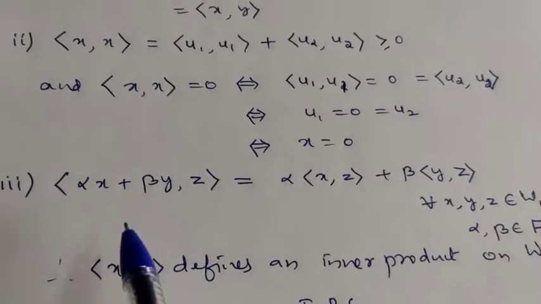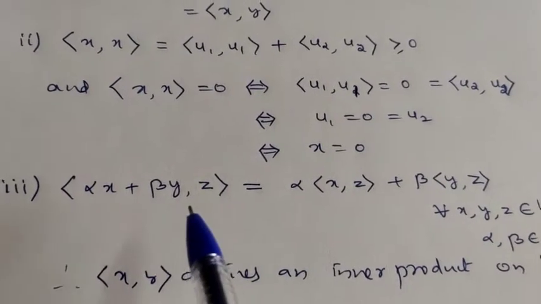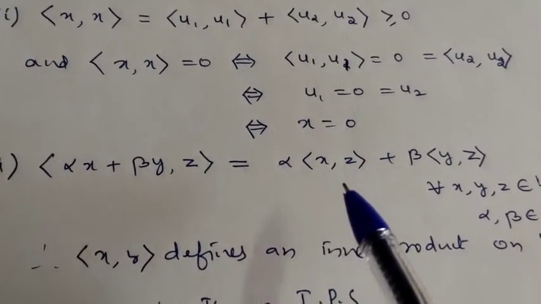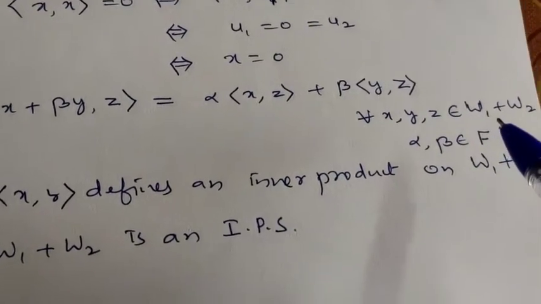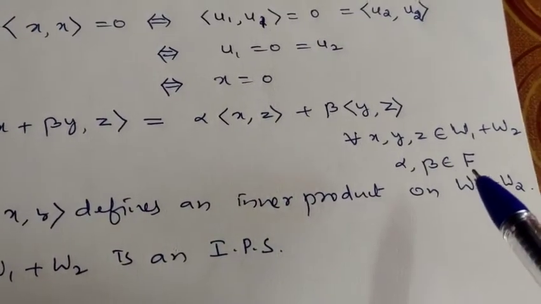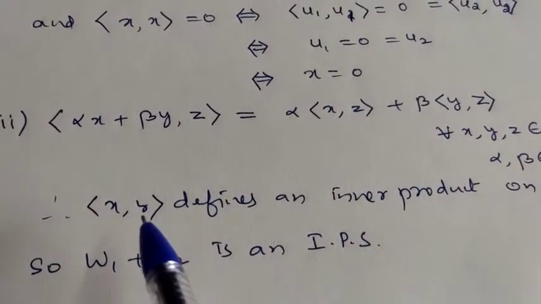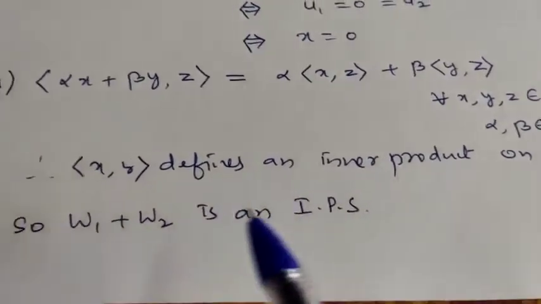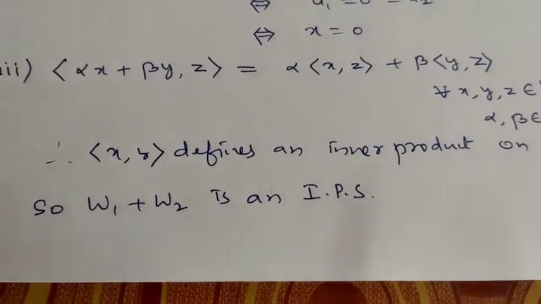Let's come to the third one. The inner product of alpha x plus beta y, z. Again by using the above property we can clearly show that this is equal to alpha times ⟨x, z⟩ plus beta times ⟨y, z⟩ for every x, y, z belonging to W1 plus W2 and alpha, beta belonging to F. This we can easily verify. Therefore the inner product we defined is an inner product on W1 plus W2, and so W1 plus W2 is an inner product space.